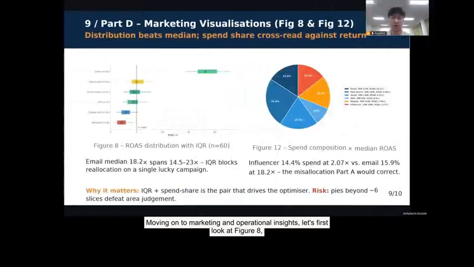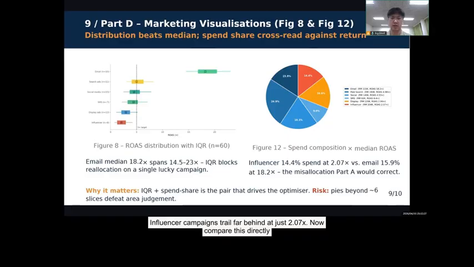Moving on to our marketing insights, let's first look at figure 8, the ROAS distribution. We deliberately used a strip plot with interquartile range bars instead of simple bar charts to expose the true variance in our campaigns. If you look against the dotted 5 times target line, email clearly leads the pack with an 80.2 times median, while influencer campaigns trail far behind at just 2.07 times.